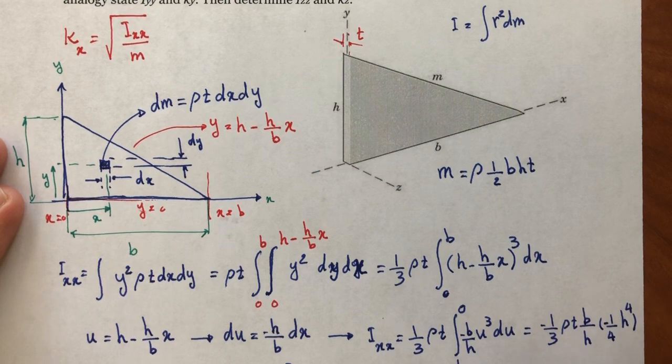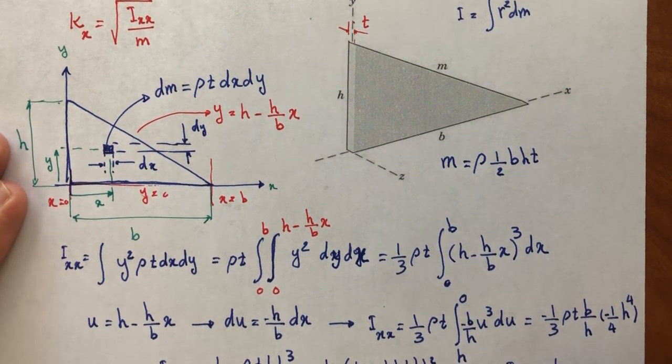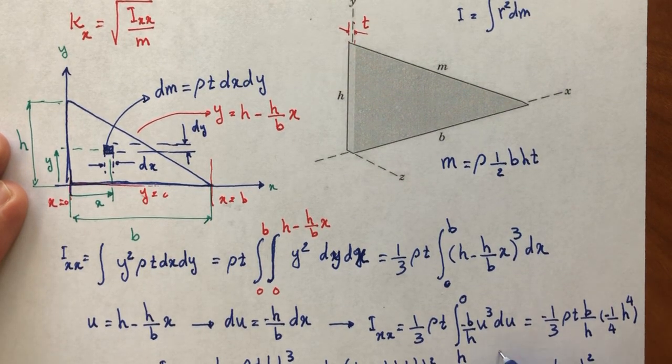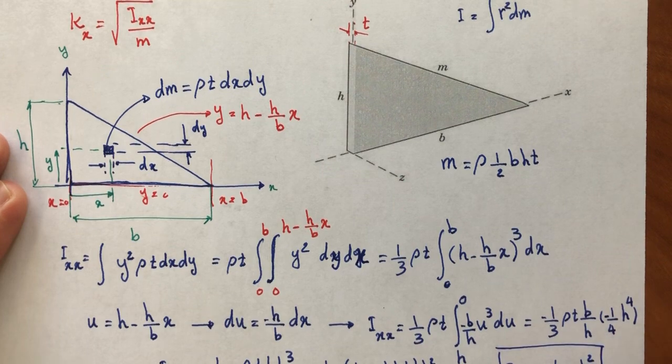So Ixx is equal to 1 over 6 mass times height squared.